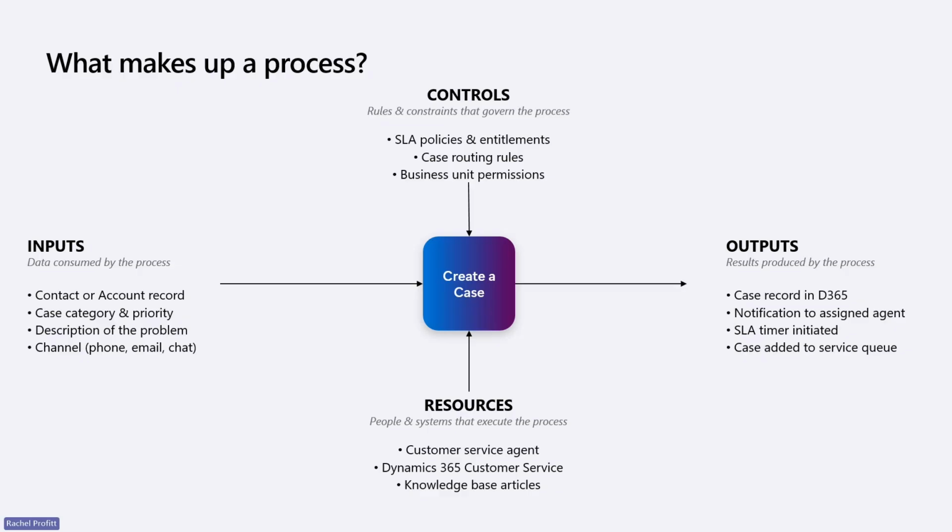Now, the outputs on the right side, this is when the process completes. What do we have? And in this case, we get a case record created in Dynamics 365. A notification is sent to the assigned agent. An SLA timer starts tracking against commitment, and the case gets added to the appropriate service queue. These are just examples of tangible results that you might have as a part of creating a new case.